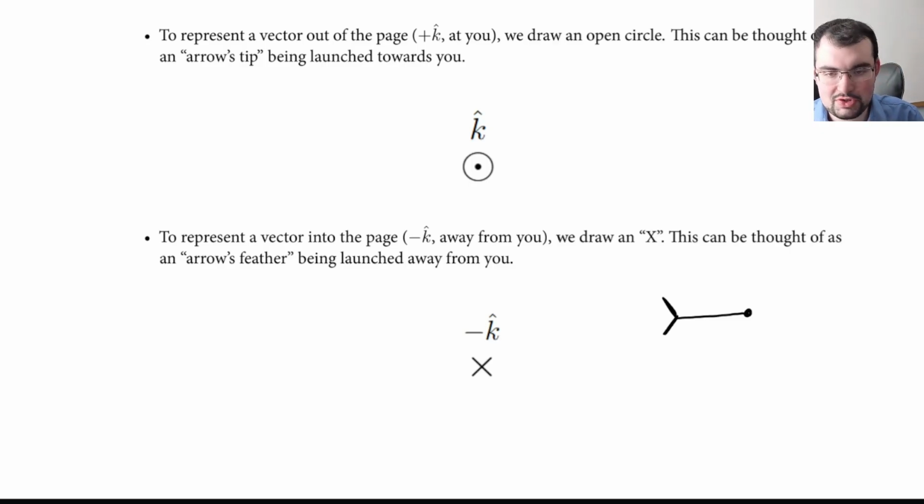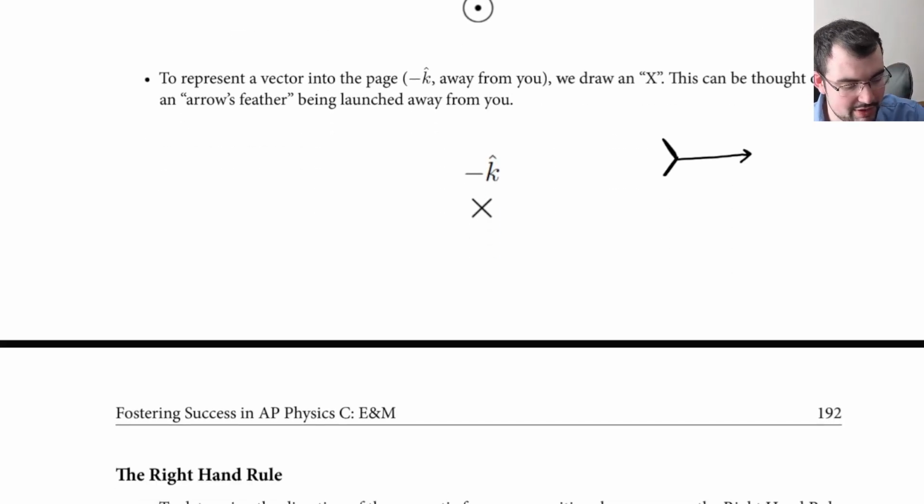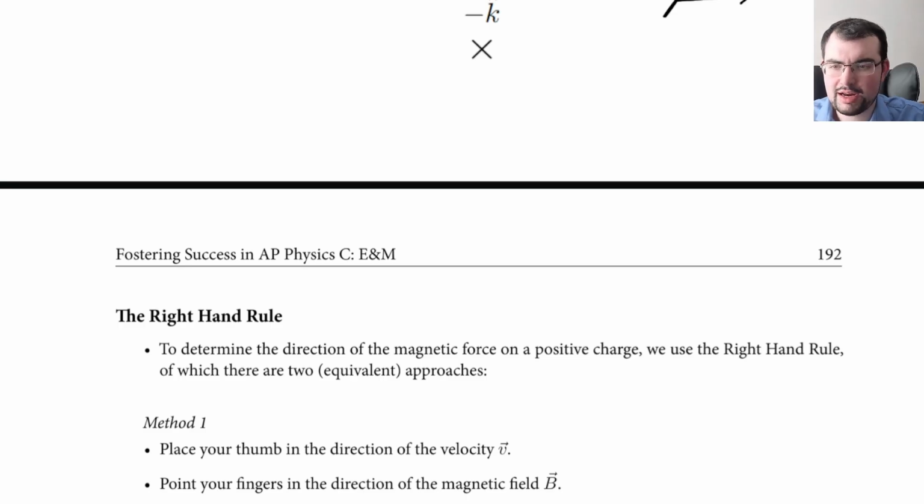Think of it kind of like this, where it's your arrow. You have like your little arrowhead, and you got the feathers on the end. So you'd see the dot if the arrowhead is coming at you, and you'd see the X if you're on this side, and the feathers going away. So here's the right hand rule. I will show you my version. Everyone has their own right hand rule that works.